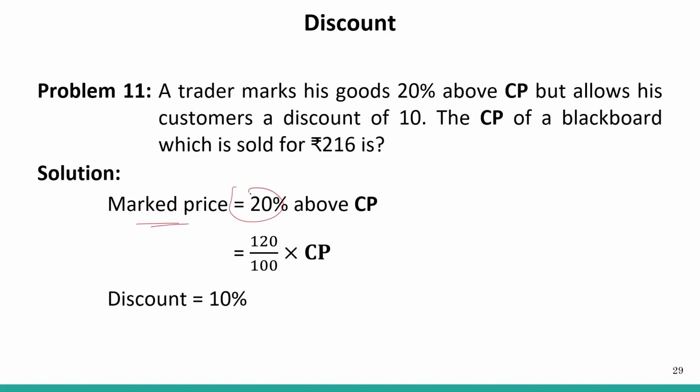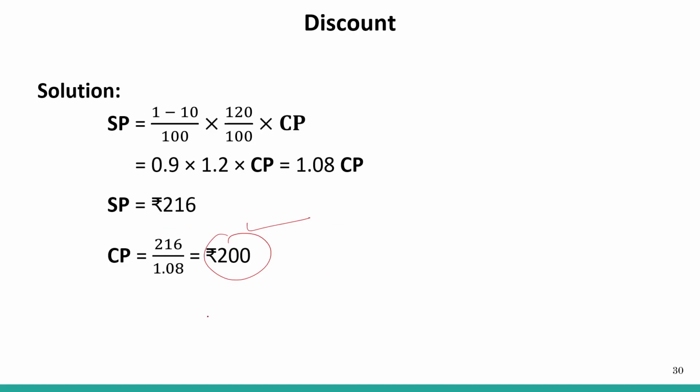So let's go forward with the step-by-step solution. So mark price is equal to 20% above the CP. So this will be 1.2 of CP. So discount is 10%. So selling price will be 0.9 into 1.2 into CP, that is 1.08 CP. So SP is equal to 216, that is given to us. So solving for CP will be very easy by taking it to the left hand side. That is where we put all the unknowns and we take all the known values on the right hand side. So what we are left with is 200 rupees.